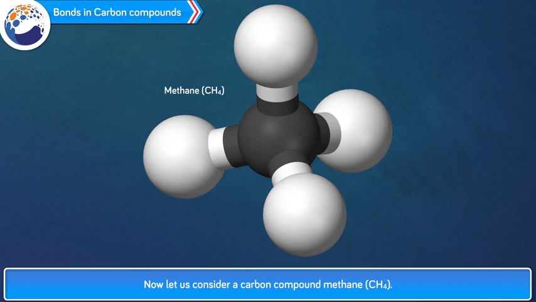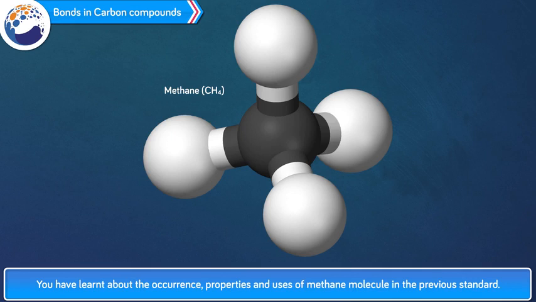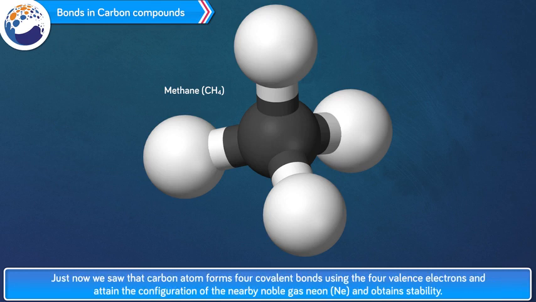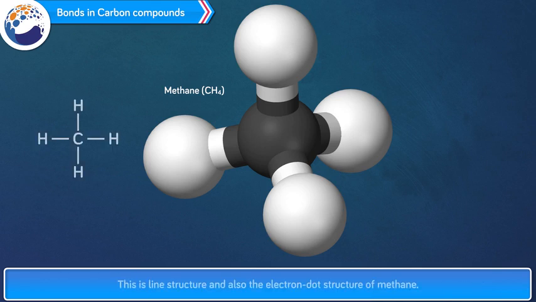Now let us consider a carbon compound, methane, CH4. You have learned about the occurrence, properties and uses of methane in the previous standard. Just now we saw that the carbon atom forms four covalent bonds using its four valence electrons and attains the configuration of the nearby noble gas neon, Ne, and obtains stability. This is the line structure and also the electron dot structure of methane.